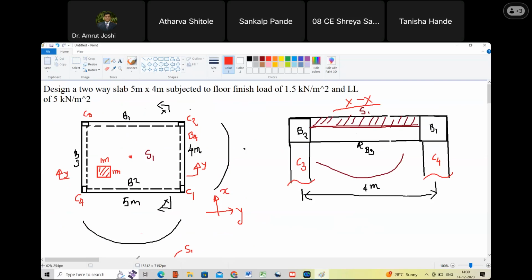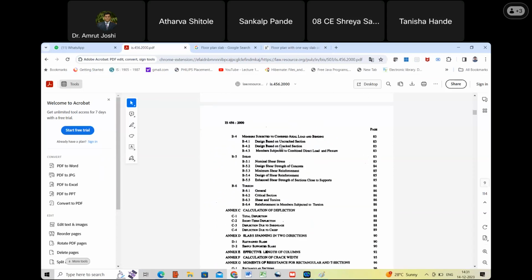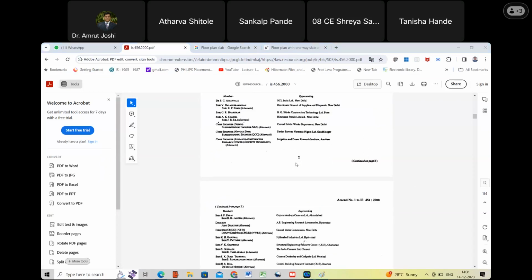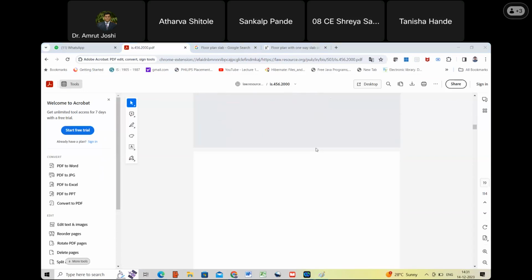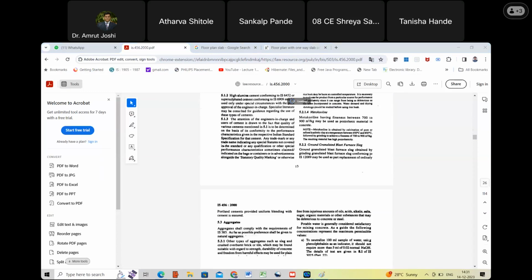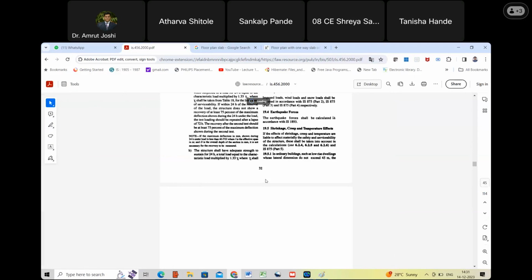So here IS code gives you a table by using which you can directly determine the moments in X and Y direction. Unlike in one-way slab, where we calculated it as WL square by 8 for simply supported slab. Do you remember that? Yes, sir. But here we have to use directly the coefficients. So let us look at those coefficients. I think it is on page number 52. Let me check. This is IS 456.